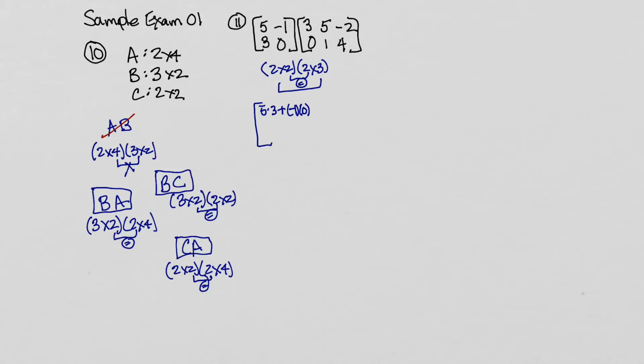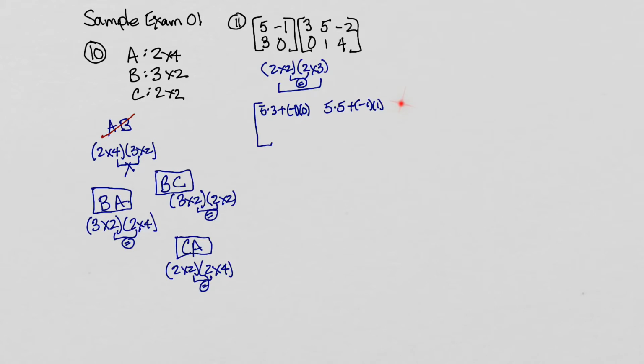Then we're going to go with this element, first row, second column. So we're going to use first row, second column. First and first, second and second. So it's going to look like this. 5 times 5, there's first and first. And now second and second, we'll get a plus negative 1 times 1.